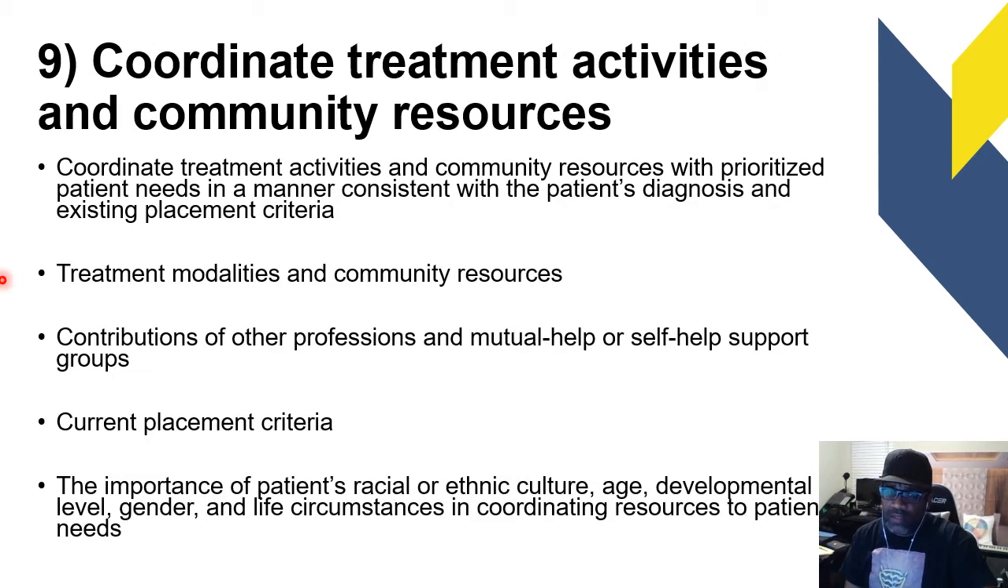Nine, coordinate treatment activities and community resources. Coordinate treatment activities and community resources will prioritize patient needs in a manner consistent with the patient's diagnosis and existing placement criteria. Treatment modalities and community resources, contributions of other professions and mutual help or self-help support groups, current placement criteria, and the importance of patients' racial or ethnic culture, age, developmental level, gender, and life circumstances in coordinating resources to the patient's needs.